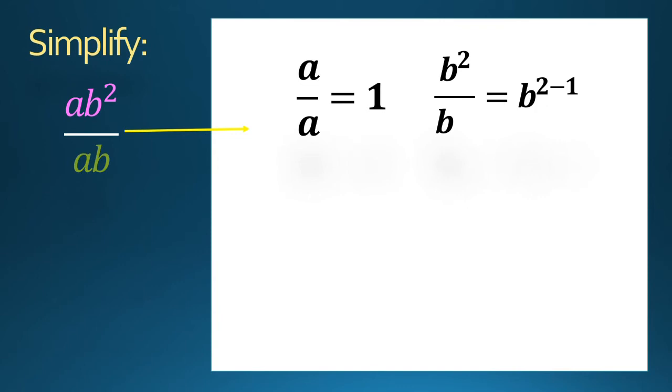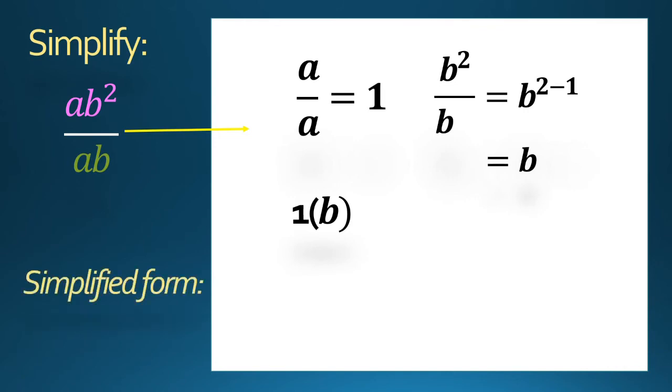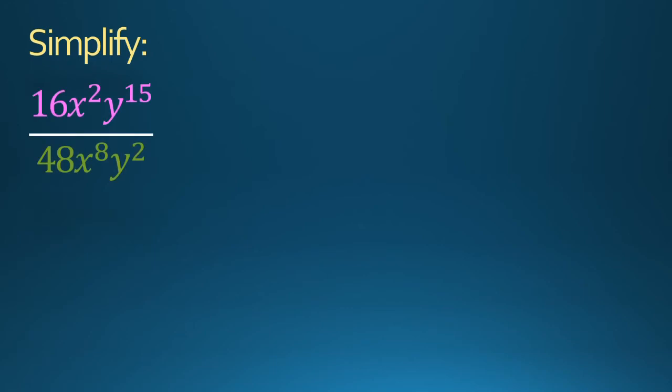So b squared divided by b is equal to b. Now let's multiply the answer in a divided by a and b squared divided by b. So 1 times b is equal to b. And that's the simplified form of our given. Now let's look at the next given. Simplify 16x squared y raised to the 15th power over 48x raised to the 8th power y squared.